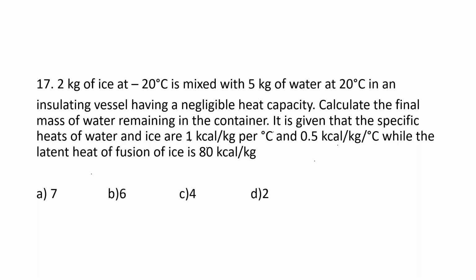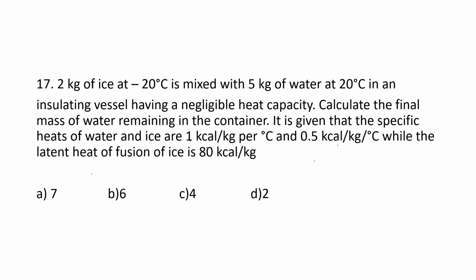2 kg of ice at minus 20 degrees Celsius is mixed with 5 kg of water at 20 degrees Celsius. So you have 2 kg of ice and 5 kg of water. The temperature is minus 20 degrees Celsius here and 20 degrees Celsius here. In an insulating vessel which has negligible heat capacity, calculate the final mass of water remaining in the container.